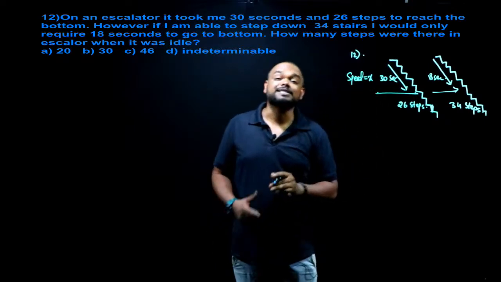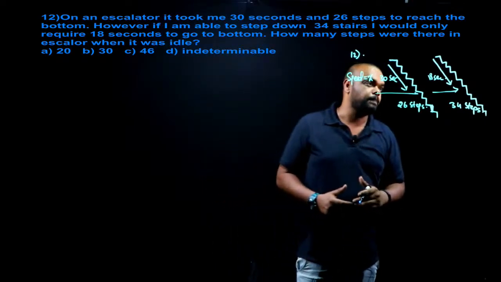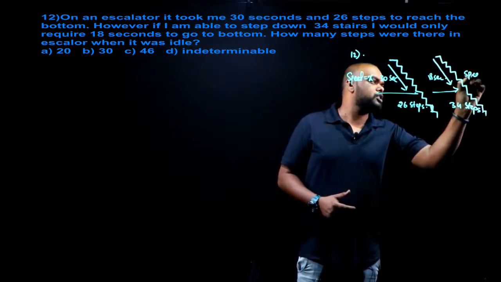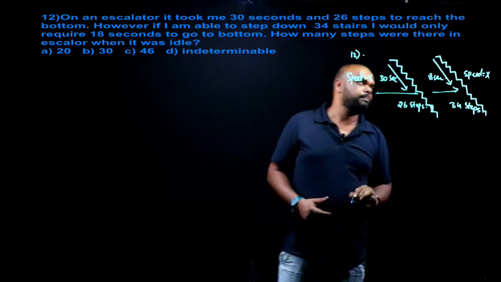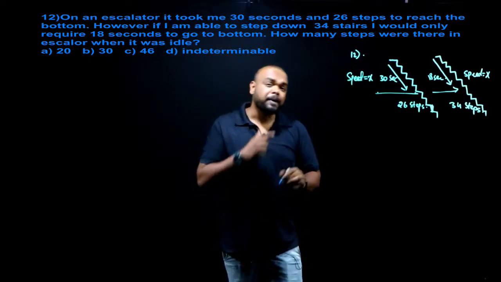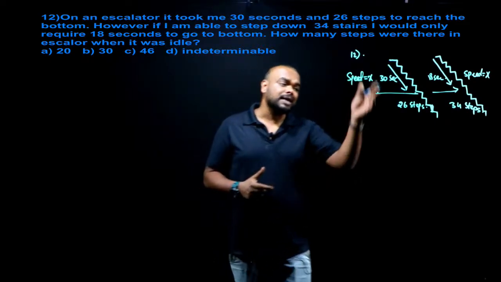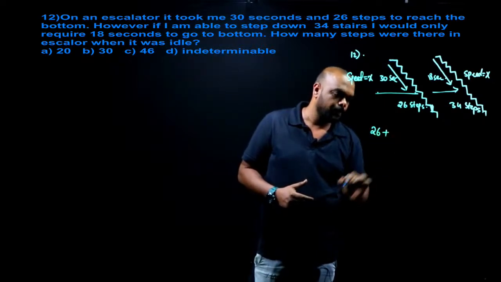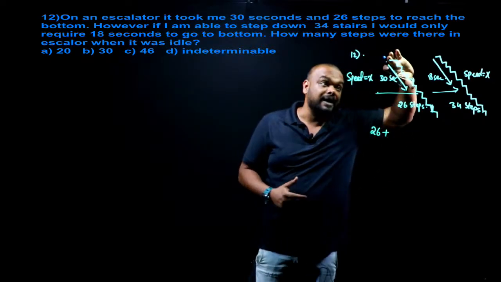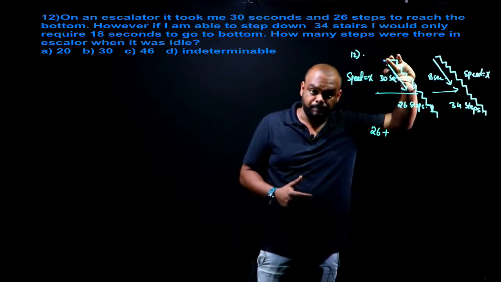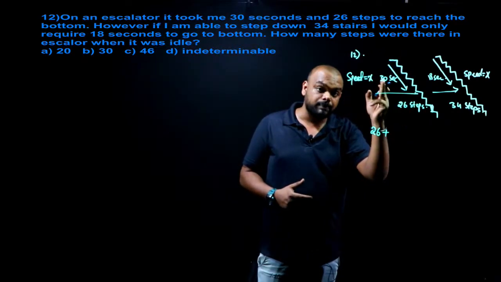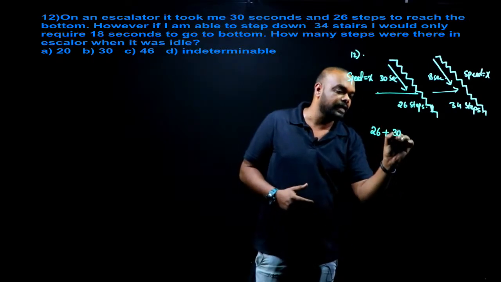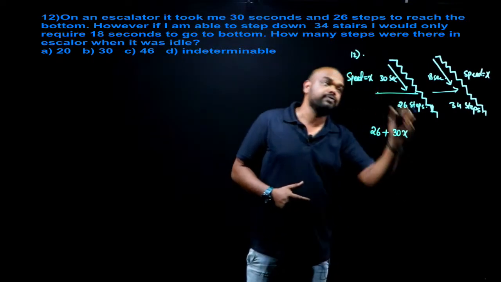X steps per second. Here also it will be the same. Speed is x, because we are talking about the same escalator. Now, speed into time is distance. What is the total distance in this case? 26 steps plus this part. What is the distance? Speed x into time 30 seconds, so x into 30 will be 30x. So this is the distance on this escalator.